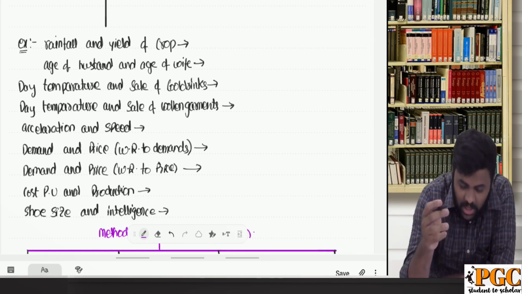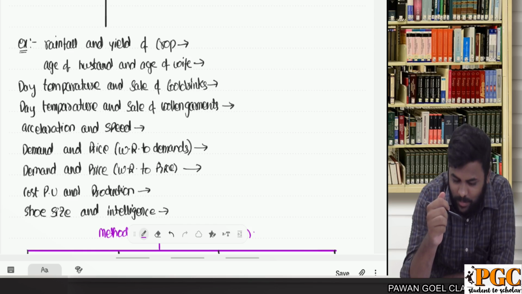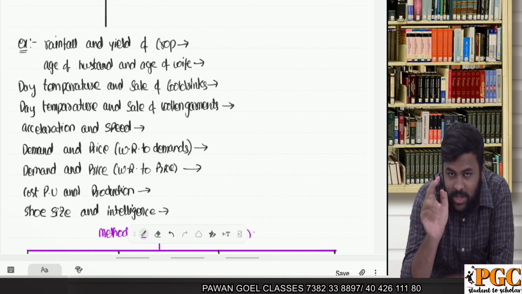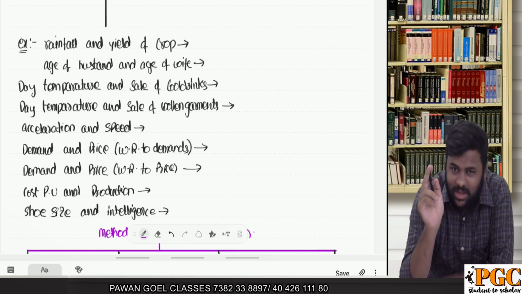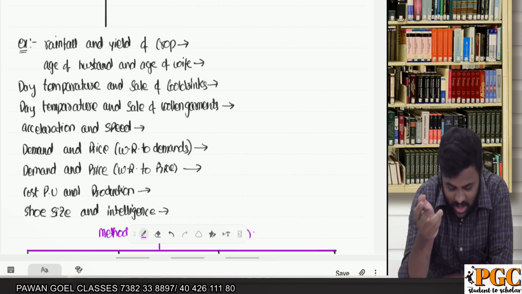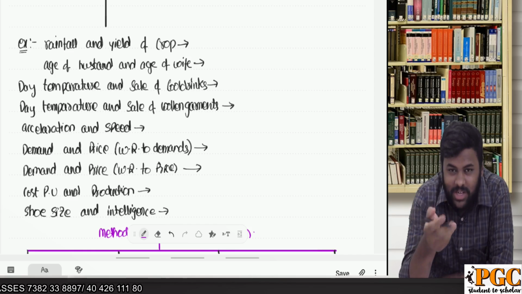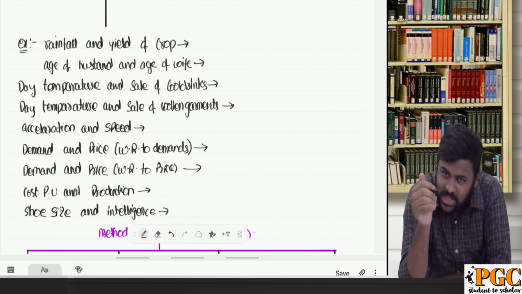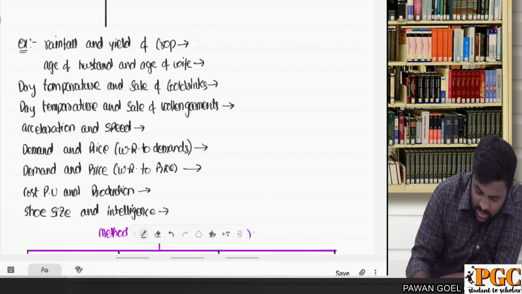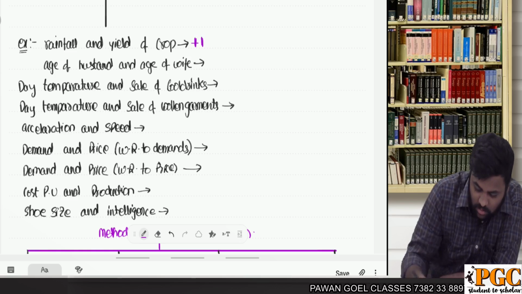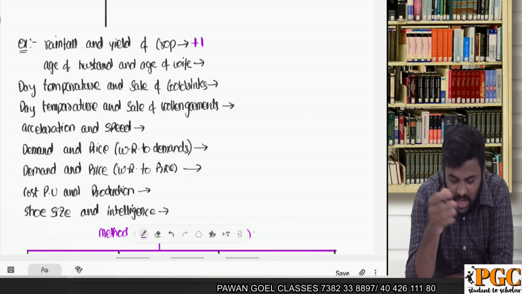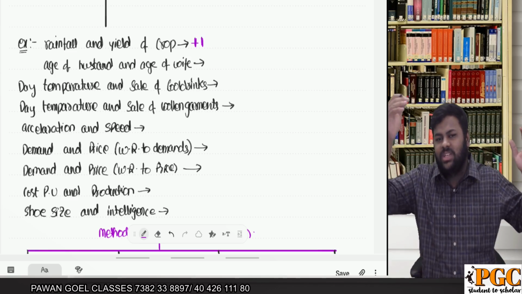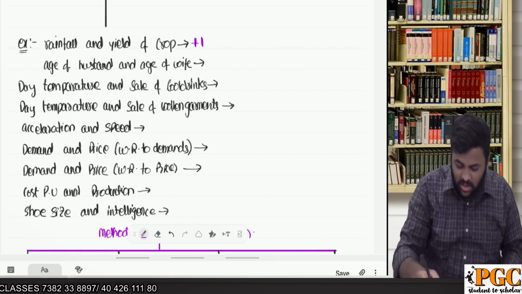He is saying rainfall and yield of a crop. As the rainfall increases to some extent, yield of a crop also increases, because if it goes beyond that, it will be floods, right? So only to some particular extent, if rainfall increases, can I say yield also increases? So +1, both are moving in the same direction. Next, age of husband and age of wife. Of course, if husband's age increases, wife's age increases over a period of time. So +1.